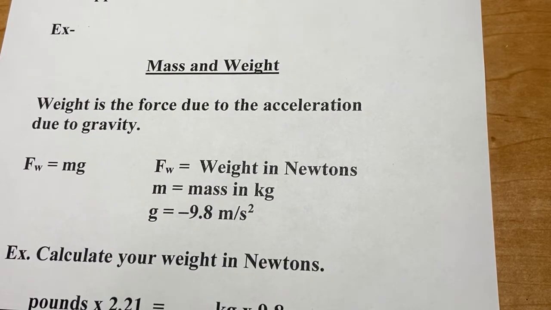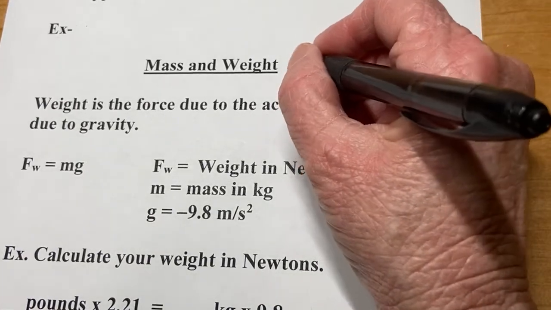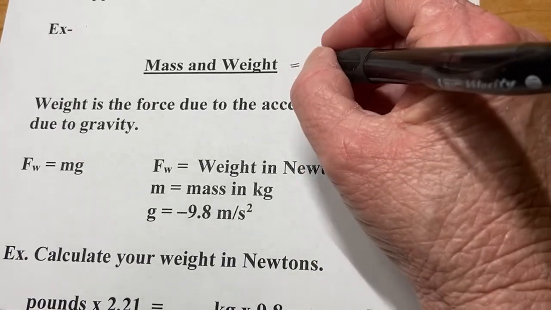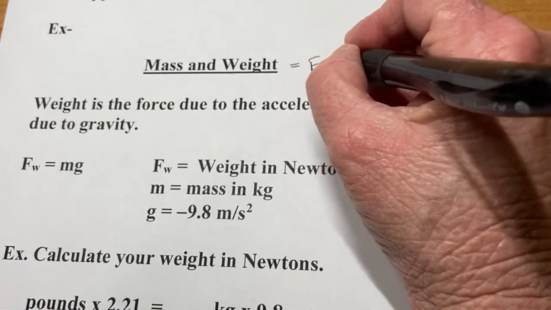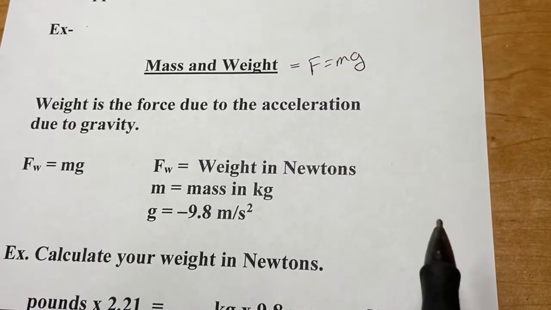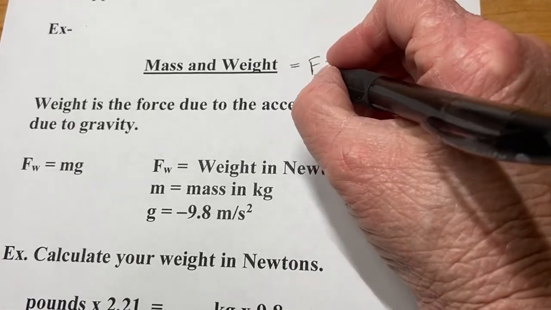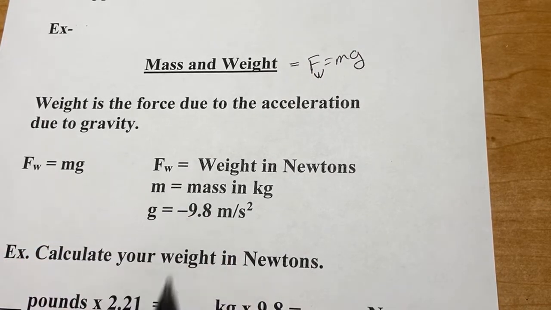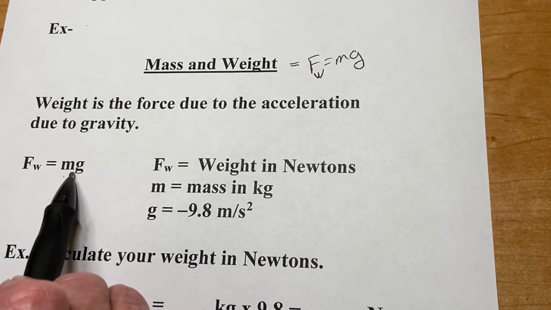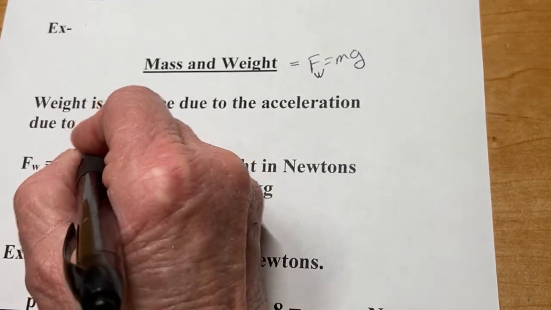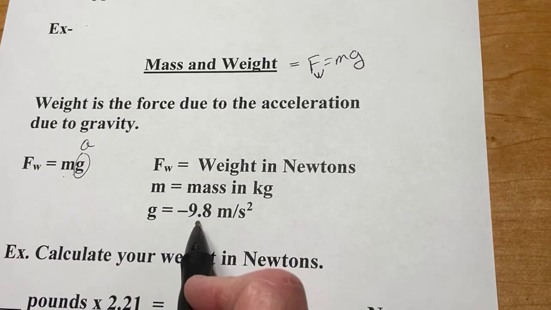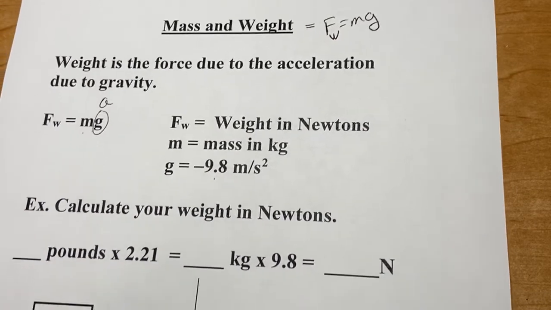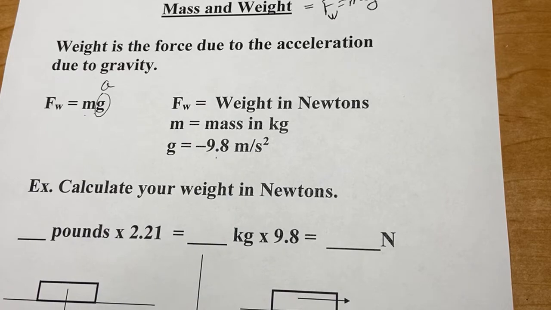So mass and weight are included here because they have a special relationship to F equals mg. So weight, and usually we say Fw, is the force due to gravity pulling on you. So it's still an F equals ma, so technically g is an acceleration, it's just always going to be negative 9.8. So one of the things we can do is convert your weight into newtons from pounds.